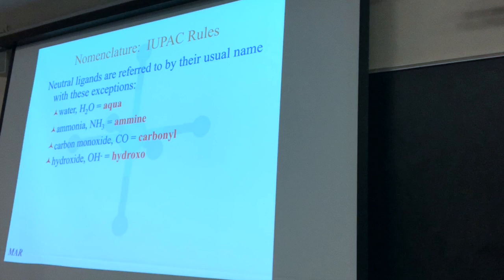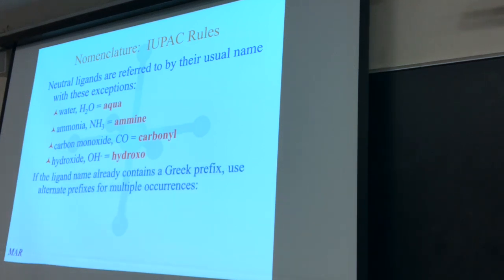Another one I don't like, honestly, is carbon monoxide, which is called carbonyl. And if you remember from organic chemistry, a carbonyl was a C double bond O in an organic compound. So a carbonyl in this stuff means it's a ligand around a metal. And hydroxide is called hydroxo, and that's totally fine.